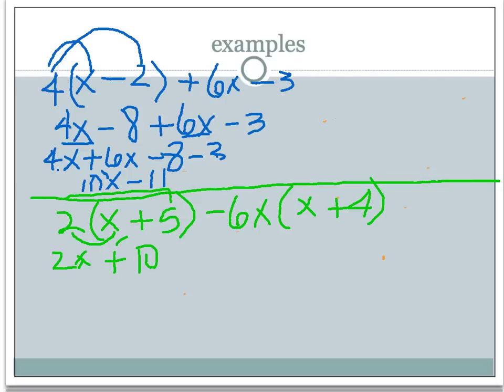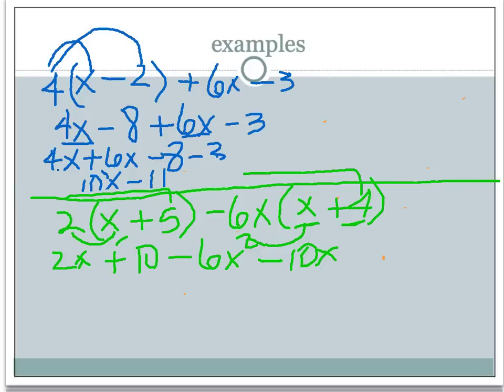Now, I have to think of this, I have this negative here, so this negative 6x has to be multiplied by x and also by positive 4. So I have minus 6x times x, which is negative 6x squared, and I have negative 6x times 4, which gives me negative 24x. Okay, let's combine our like terms, or rewrite it so our like terms are together.